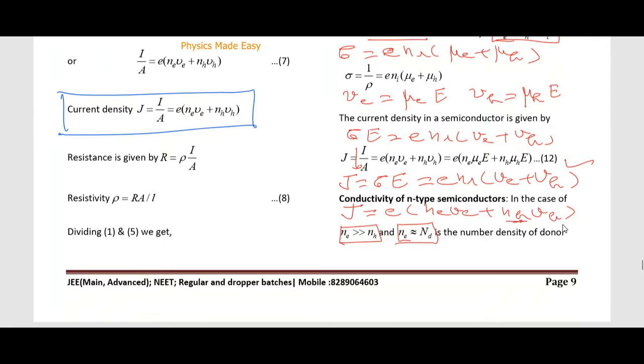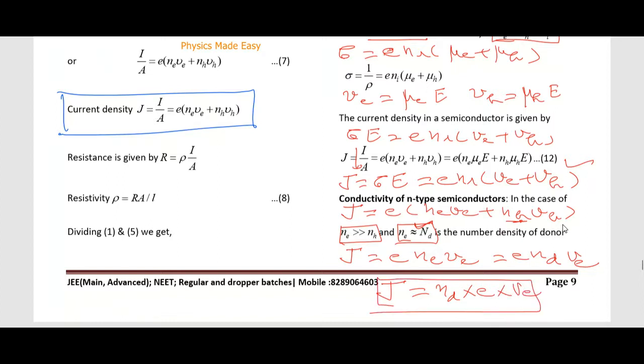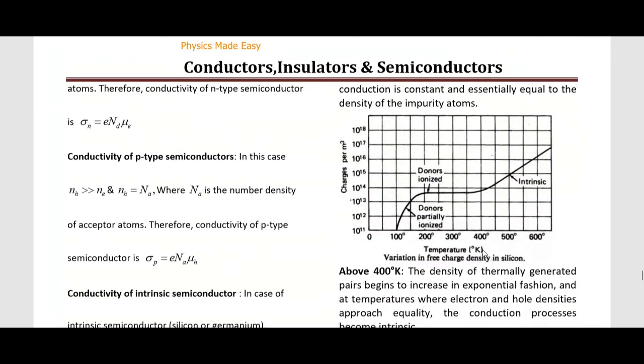Now we can reject this because NH is much less than this. So this comes out to be E Ne into VE. Now Ne is equal to Nd, so this is E into number of donors multiplied by number of electrons. So J is equal to number of donors multiplied by number of electrons multiplied by drift velocity of electrons. So this is the formula of current density for what kind of semiconductors? N-type.